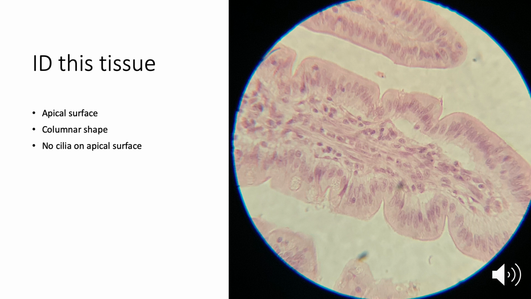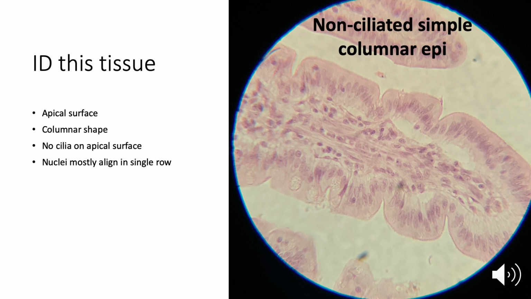The next question is, how many rows of cells do I have? If I look along these nuclei, they seem to be aligned mostly in a single row, with just a few exceptions of weird nuclei that are off-center. But for the most part, these are all kind of aligned in a row. So this is a single row of columnar cells with no cilia. Non-ciliated, simple columnar epithelium. Like our ciliated columnar epithelium, we also are going to use this for secretion and absorption, and it's found lining the digestive tract.